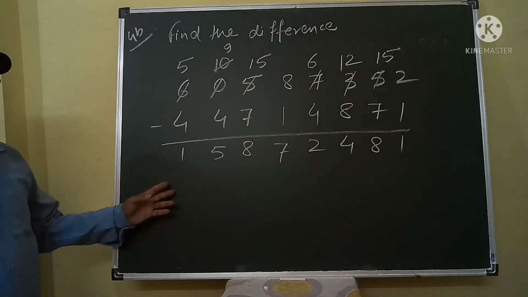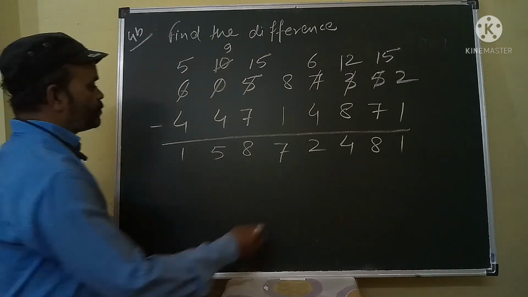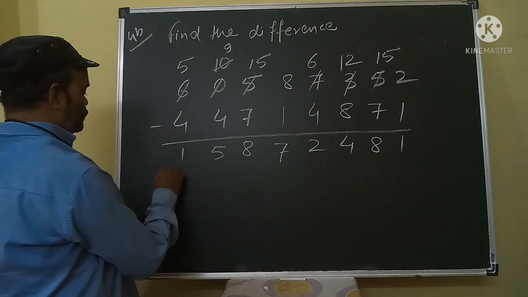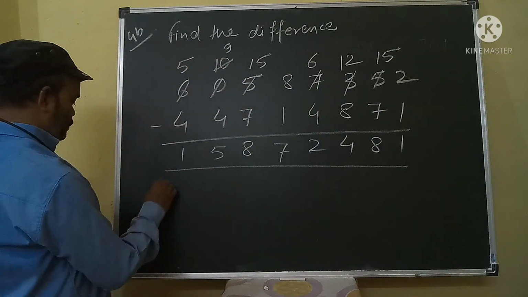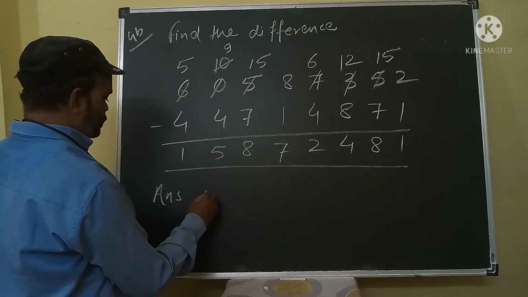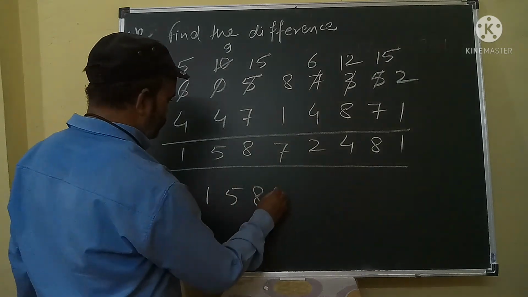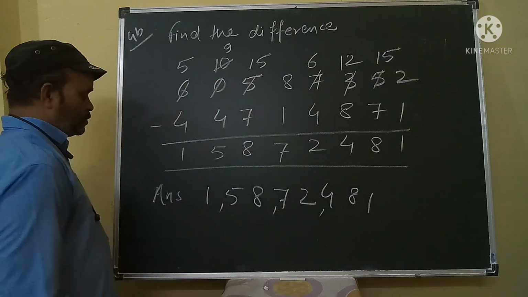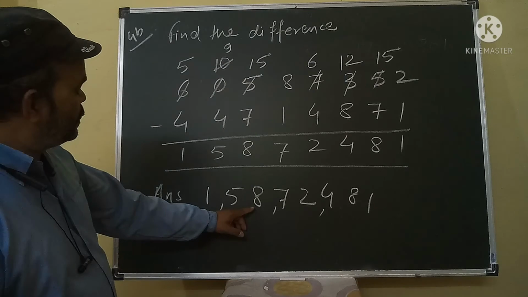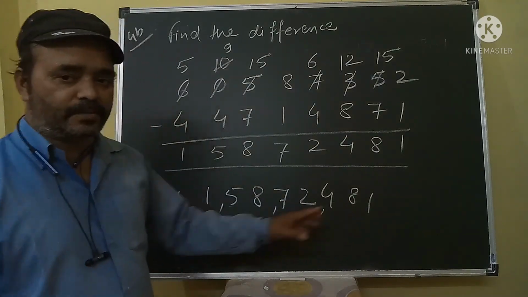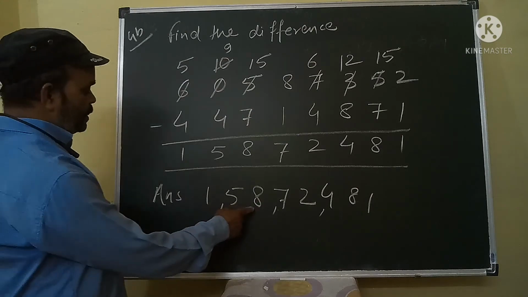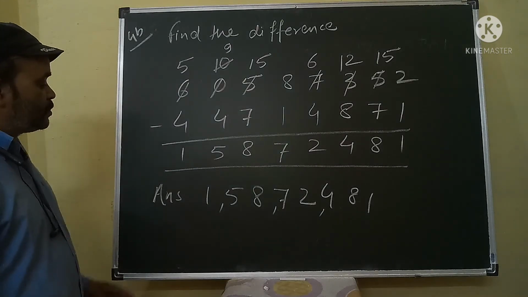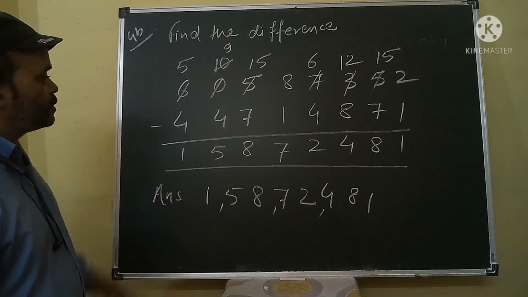Then after, your required answer is ones, tens, hundred, thousand, 10,000, lakh, 10 lakh, crores. Your required answer is 1 crores 58 lakh 72,481. Okay. This is your required answer for the required question.